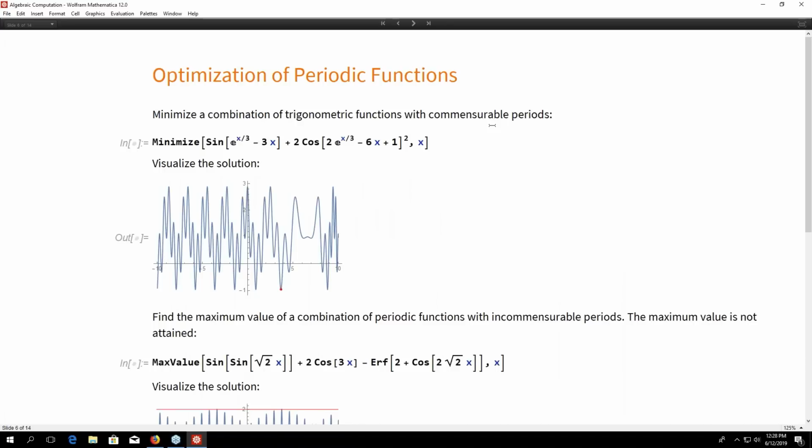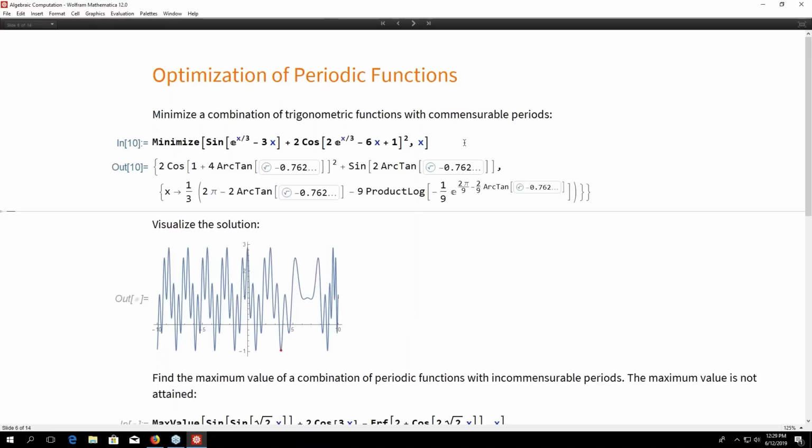Now, optimization of periodic functions. That's another class of functions for which the computation has been improved. So here we have a combination of trigonometric functions. You can see that the whole function is not periodic since they are composed with some non-periodic function. Nevertheless, we can find the minimum. And here it is. It again uses the root objects, which would be quite large here in the old root object representation. And here we visualize the solution. That's what the function looks like. And here's the minimum.